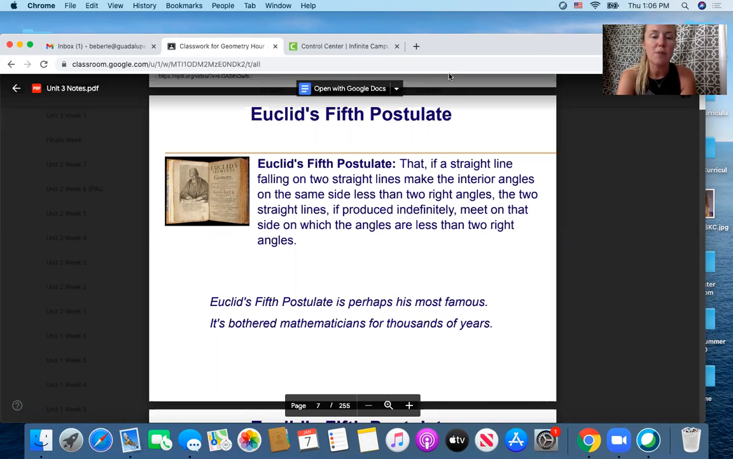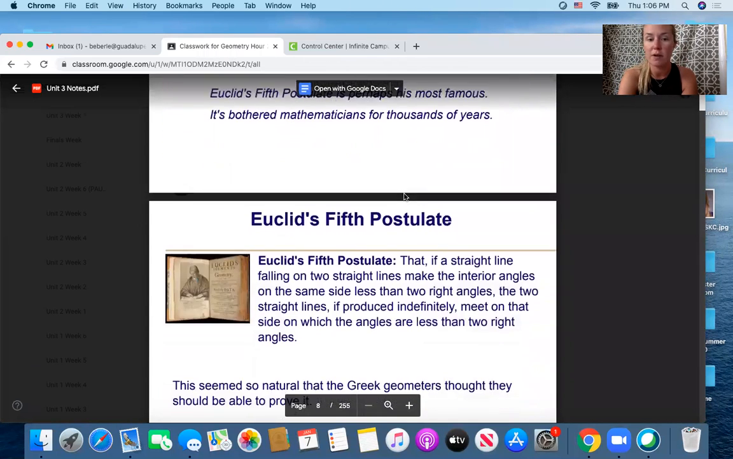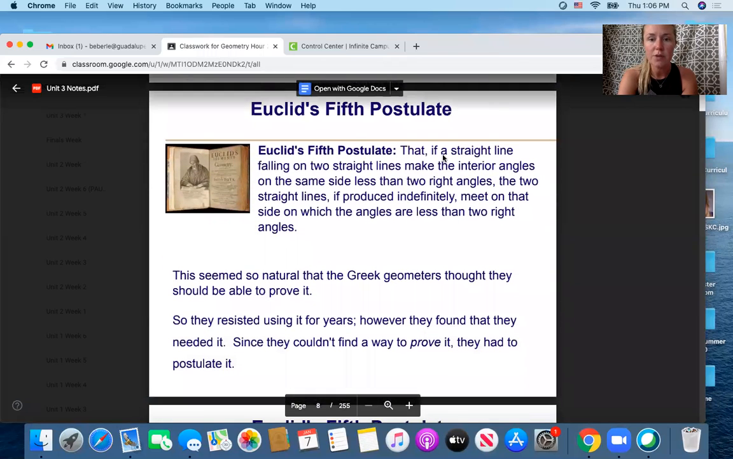So Euclid's 5th postulate is perhaps the most famous, and it's bothered mathematicians for years when they're trying to figure it out. So again, here is the 5th postulate. And to Greek philosophers, it seems so natural that Greek geometers thought they should be able to prove this 5th postulate. And they resisted using it for years because they couldn't figure out how to prove it. However, they eventually did figure it out.